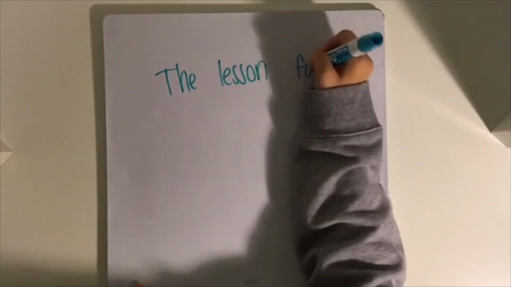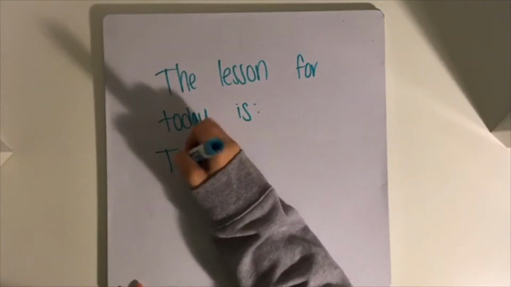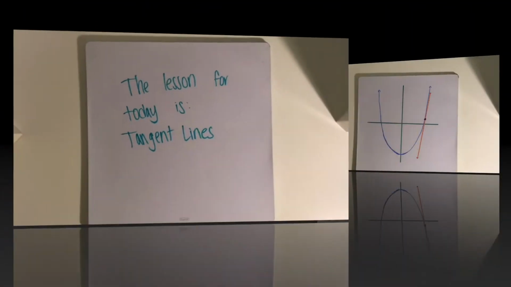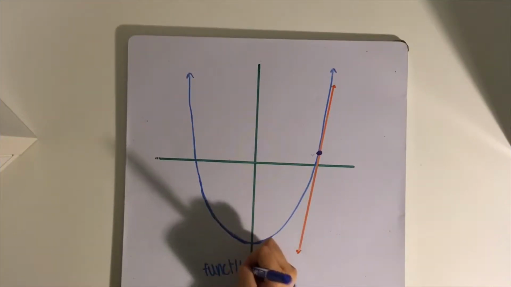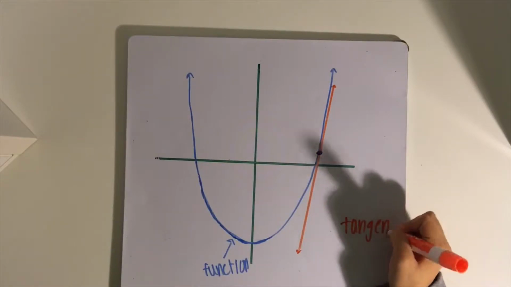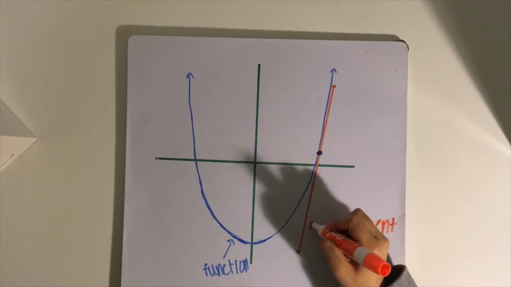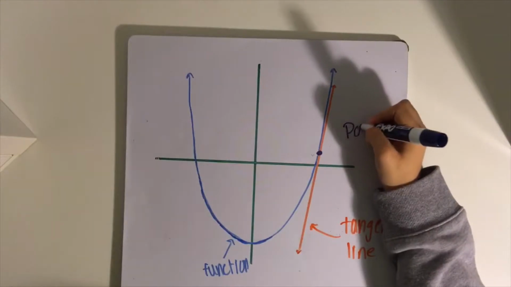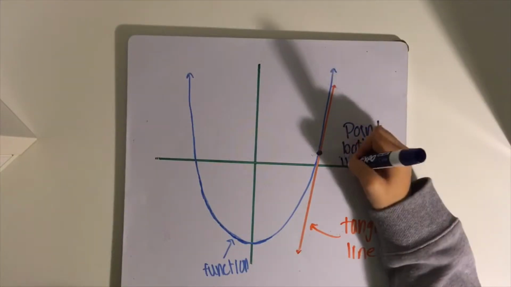The lesson for today is tangent lines. Tangent lines are lines that only intersect or touch a function at one point. They are basically straight lines.